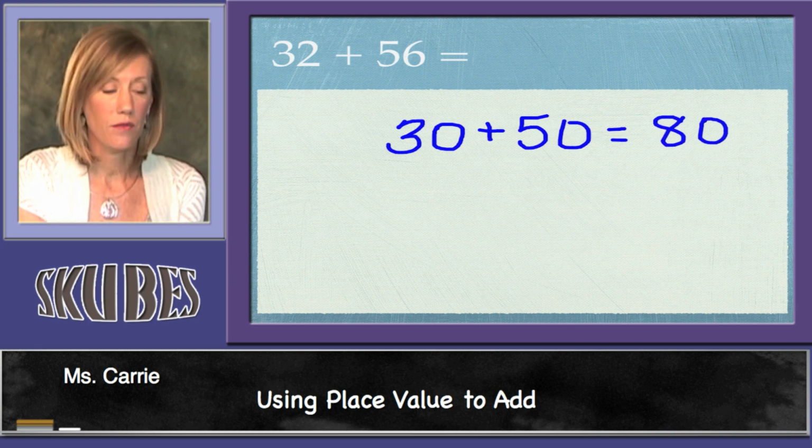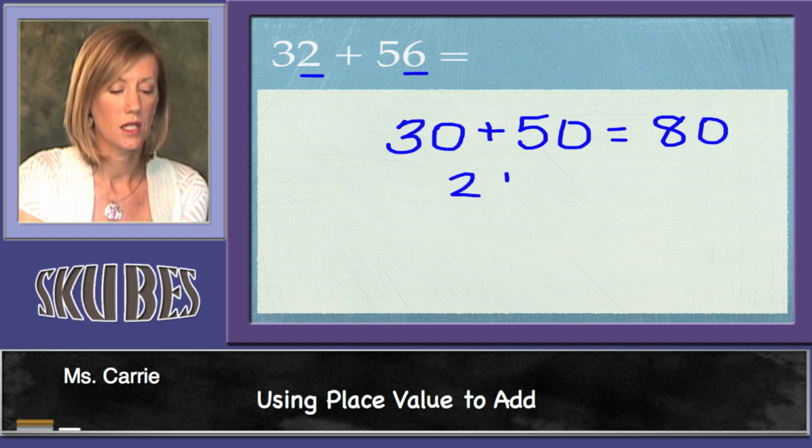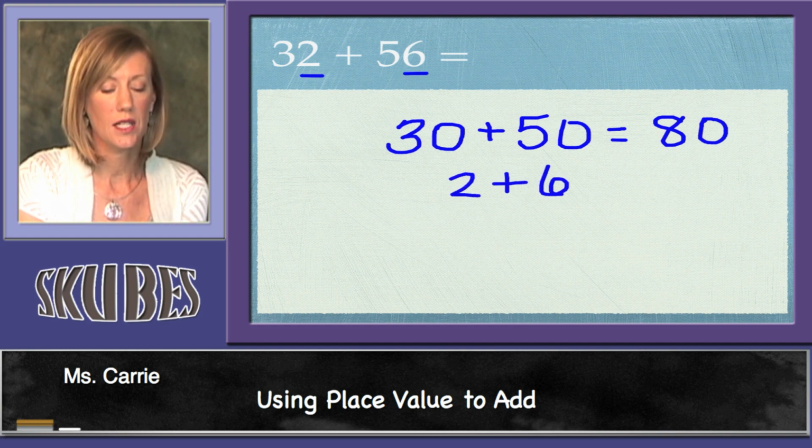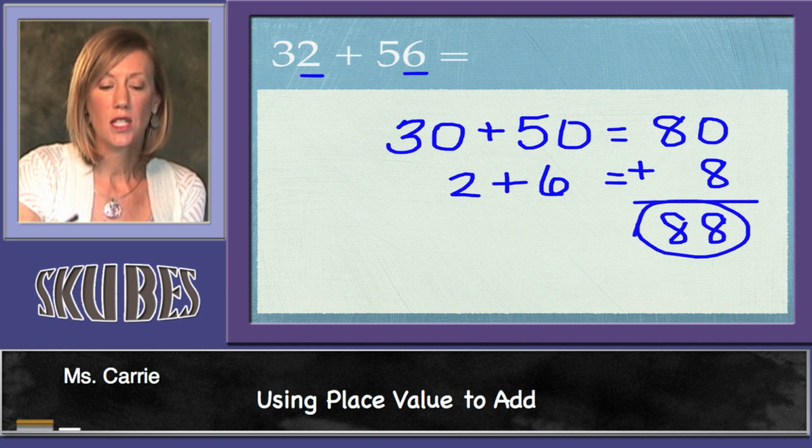Now we have our ones left over, which would be 2 plus 6. We know that 2 plus 6 is 8. And then when we add 80 plus 8, we get the answer 88. So this is just another way to add double-digit numbers.